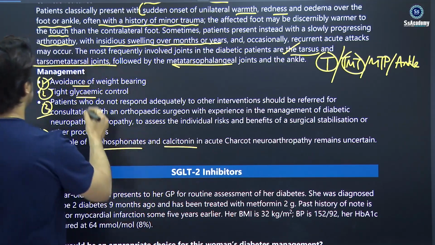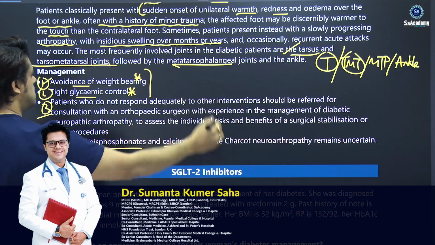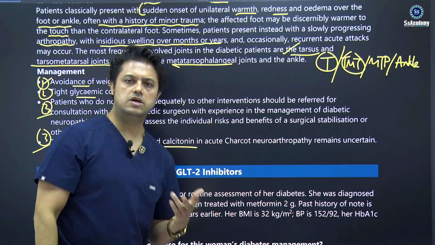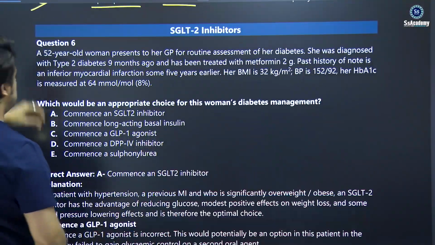So, in summary, tight glycemic control and weight-bearing reduction are the initial steps to manage Charcot's arthropathy. Next step, next question.